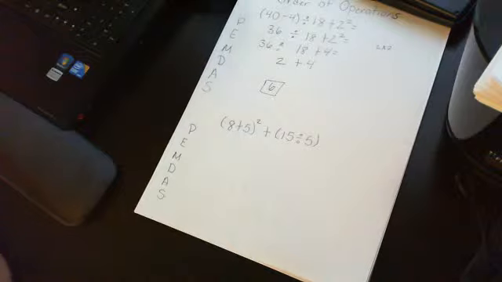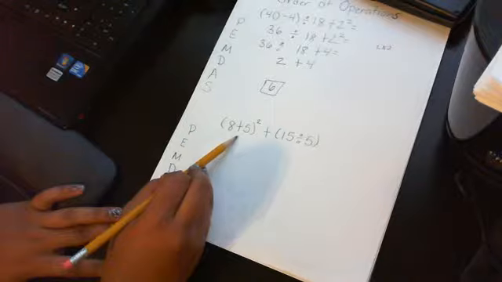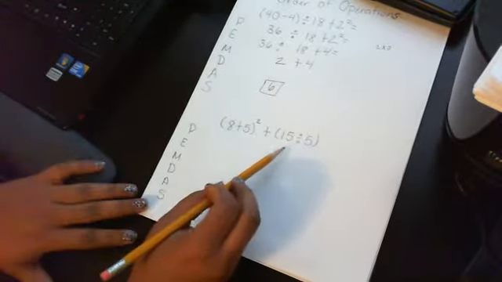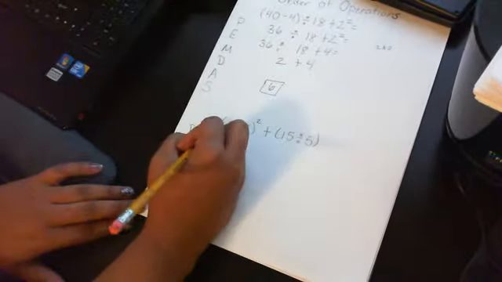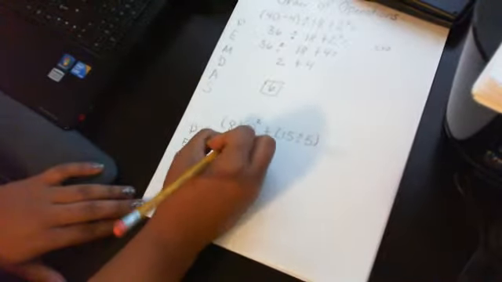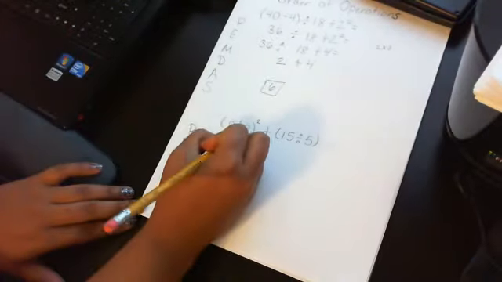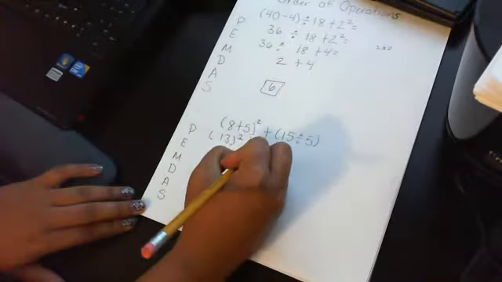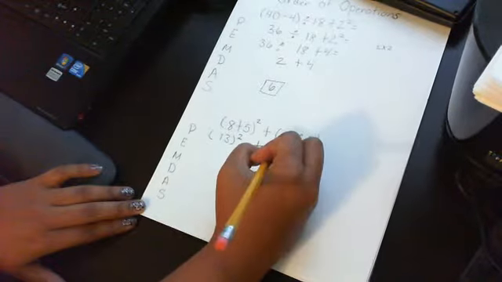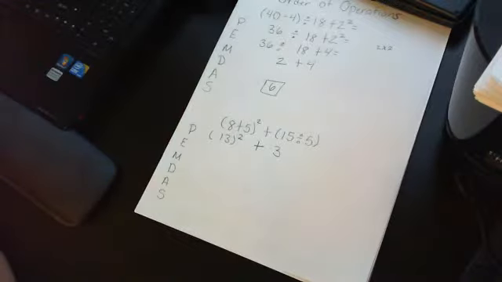Do we have anything in parentheses? And we do. We have 8 plus 5 that's inside of a parentheses and 15 divided by 5 that is also inside of a parentheses. So the first thing we do is 8 plus 5 is 13. And we still have our exponent there, so we leave it right there. Plus 15 divided by 5, which is 3. So that's where we are.